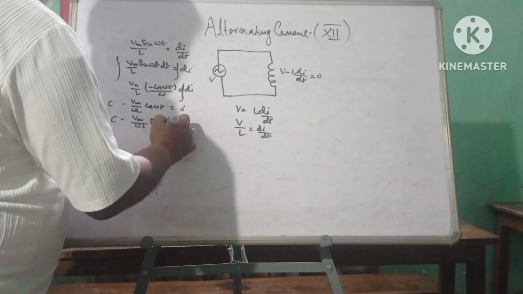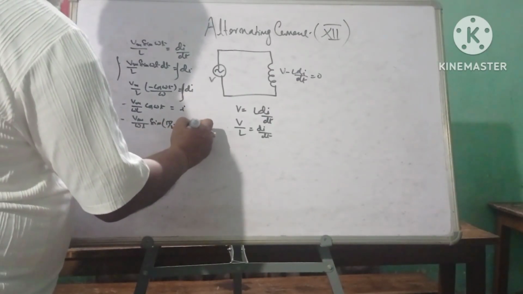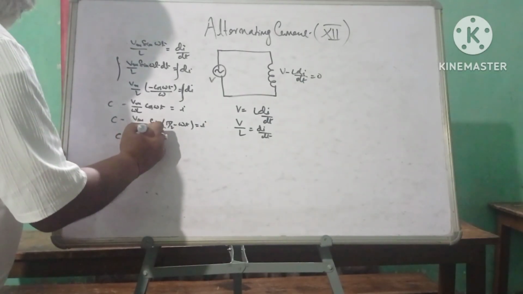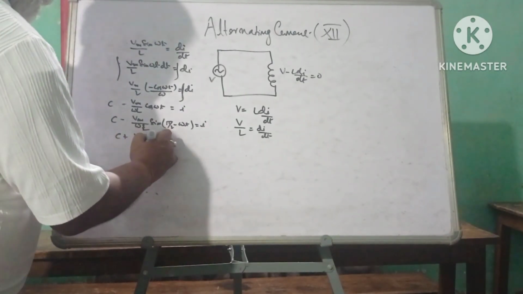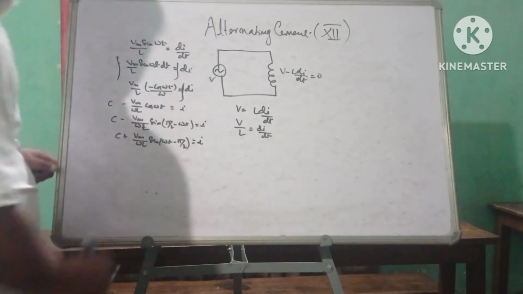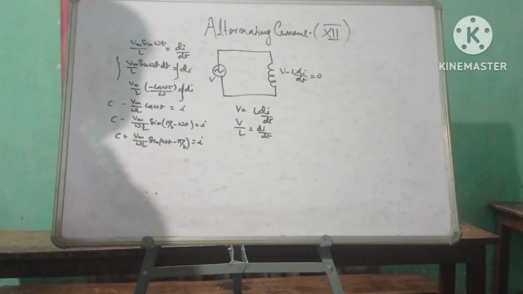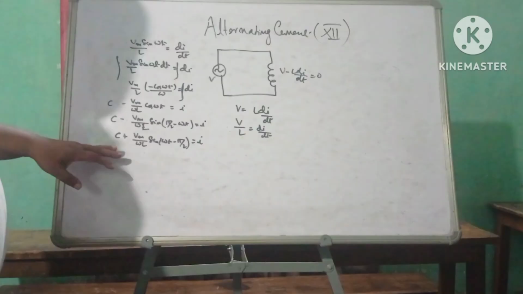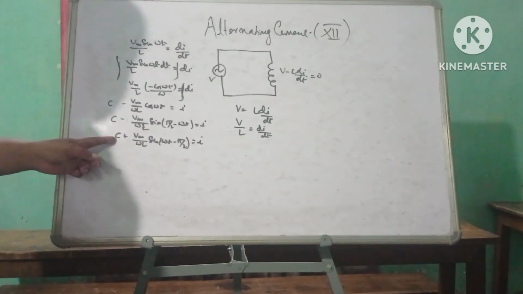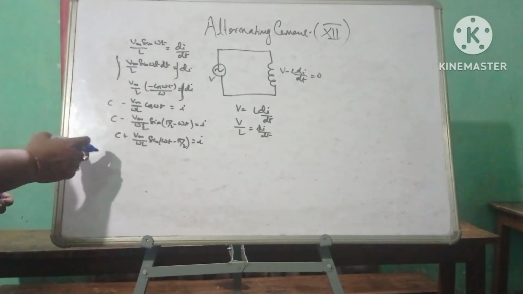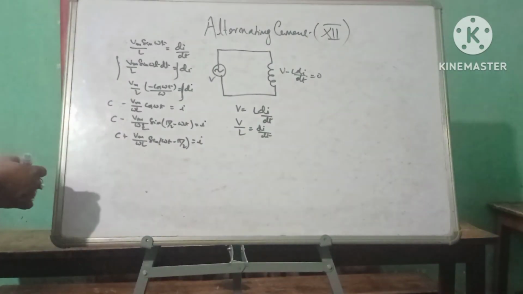We can write cos omega t means pi by 2 minus omega t is equal to I, and C plus Vm by omega L sine of omega t minus pi by 2 is equal to I. Now about the integration constant, your book has given a beautiful explanation about it. I has the dimension of current, so the dimension of this C is current.